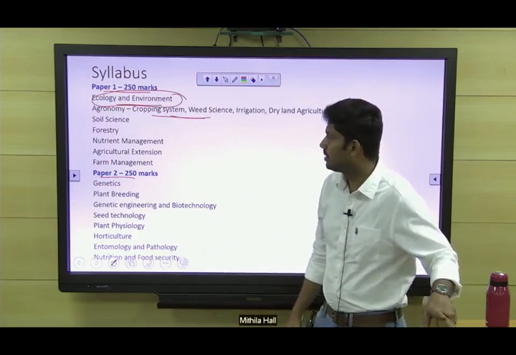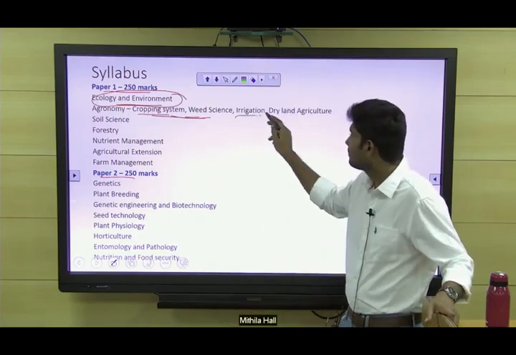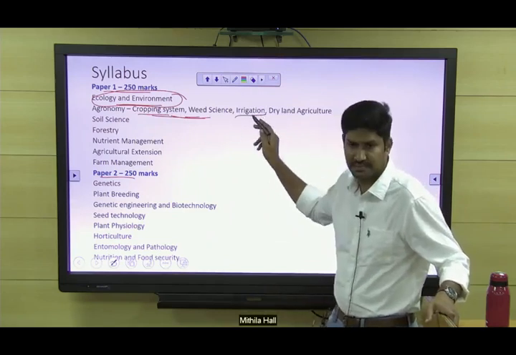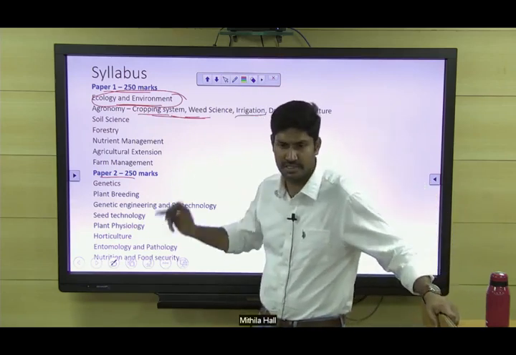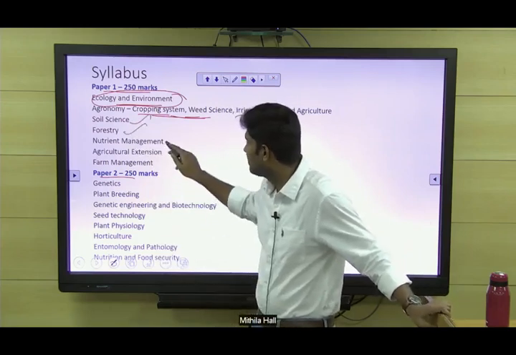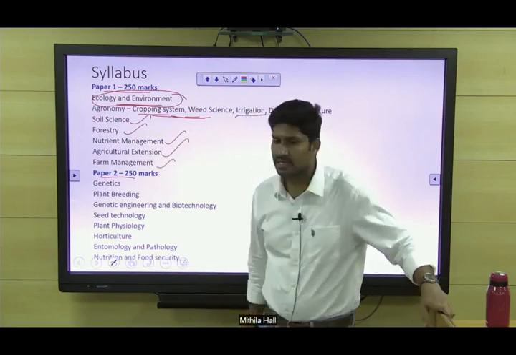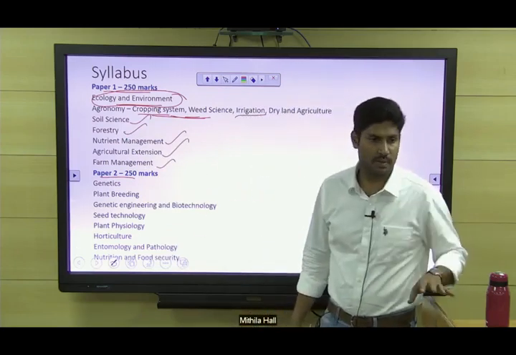The ecology and environment part and the agronomy area, including cropping system, cropping pattern and irrigation, you will study again in GS. It will be covered in our optional itself. Then soil science, forestry, nutrient management, extension and farm management are the major subjects in our Paper 1.